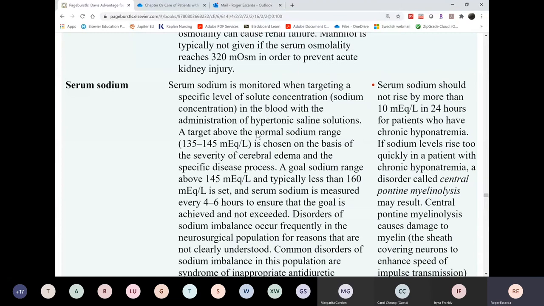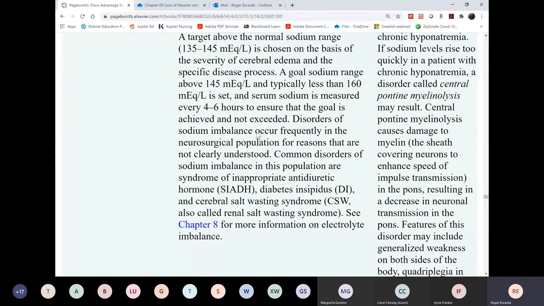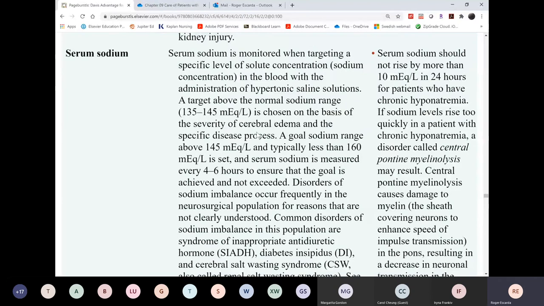As far as the sodium blood test, this won't tell you that there's increased ICP. However, this will be monitored because there's something called salt wasting syndrome in stroke or traumatic brain injury. This occurs when there is increased ICP. So you have to monitor, because remember what happens if you have hyponatremia?